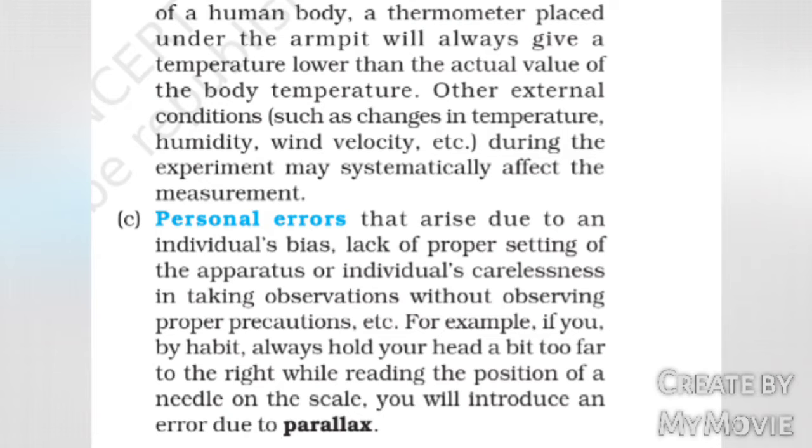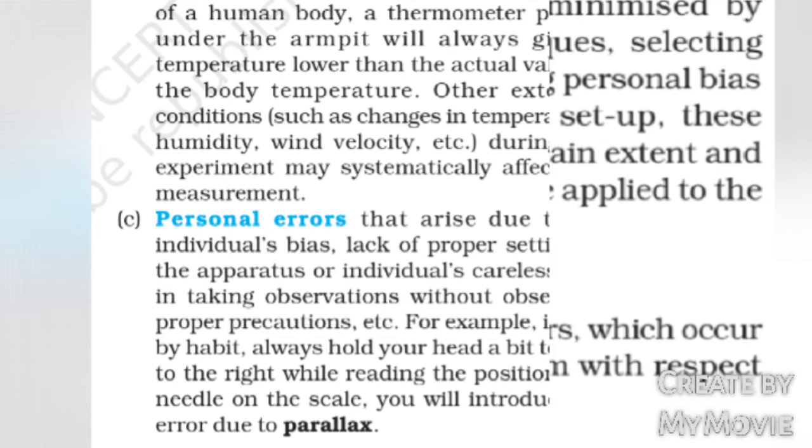Other external conditions such as changes in temperature, humidity, wind velocity, etc. during the experiment may systematically affect the measurement. C. Personal errors that arise due to an individual bias, lack of proper setting of the apparatus, or individual's carelessness in taking observations without observing proper precautions, etc. For example, if you by habit always hold your head a bit too far to the right while reading the position of a needle on the scale, you will introduce an error due to parallax.